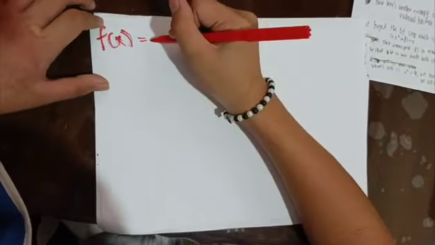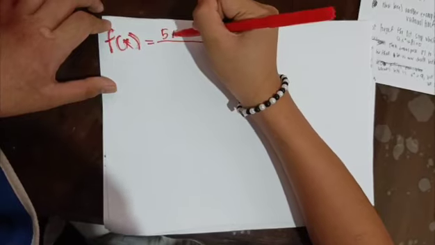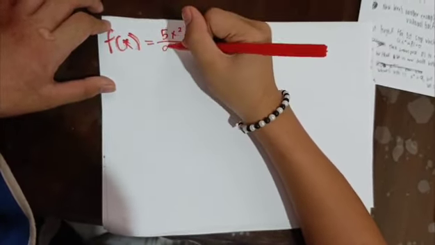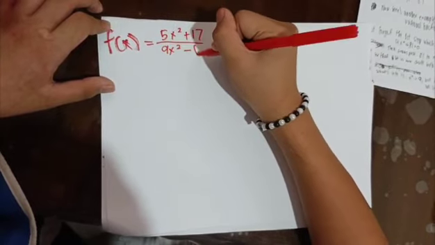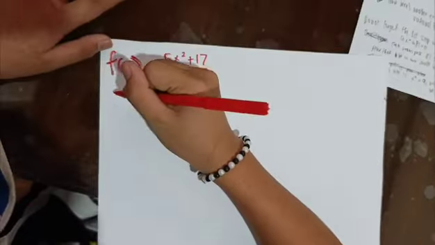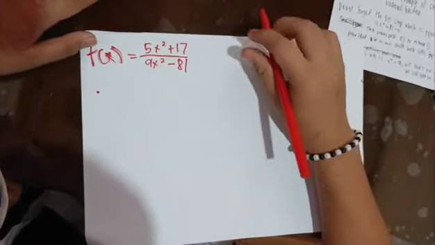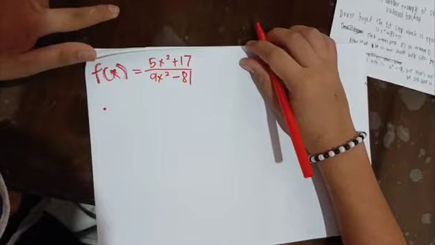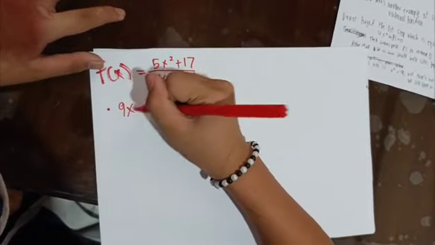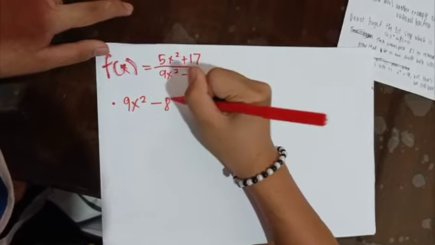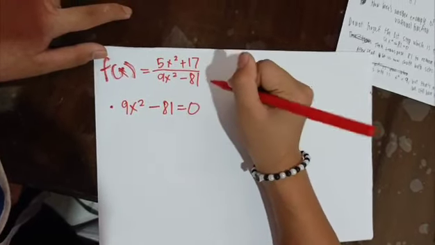Write the given. Our given is f of x equals 5x squared plus 17 over 9x squared minus 81. Don't forget to do our first step. Our first step is to always equate the denominator to 0. So 9x squared minus 81 equals 0.